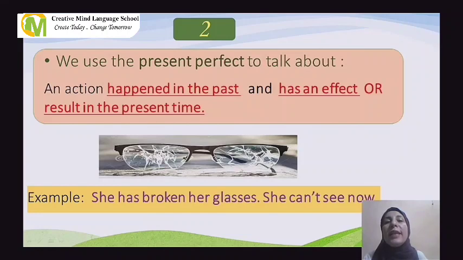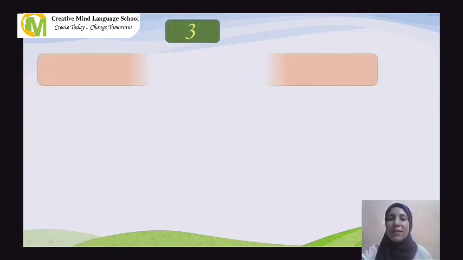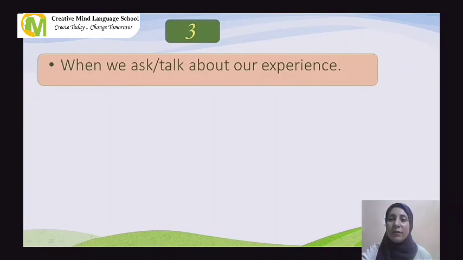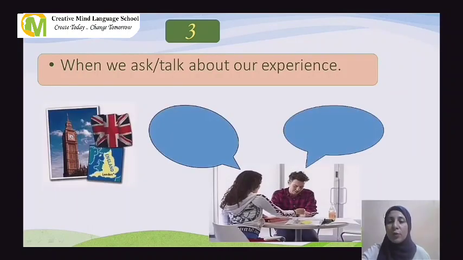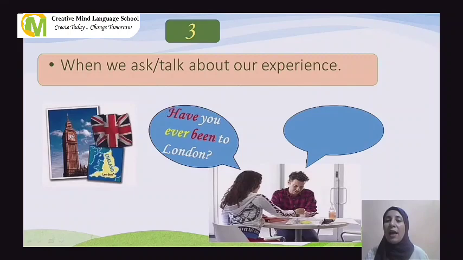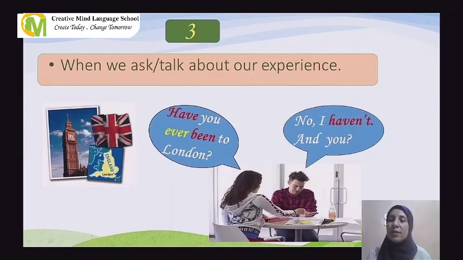That she can't see. The use number 3 about the present perfect is when we ask or talk about our experience. Here, two friends are talking. The girl is asking, have you ever been to London? She means here in your whole life. Have you visited London before that? And the answer is no, I haven't. And you?